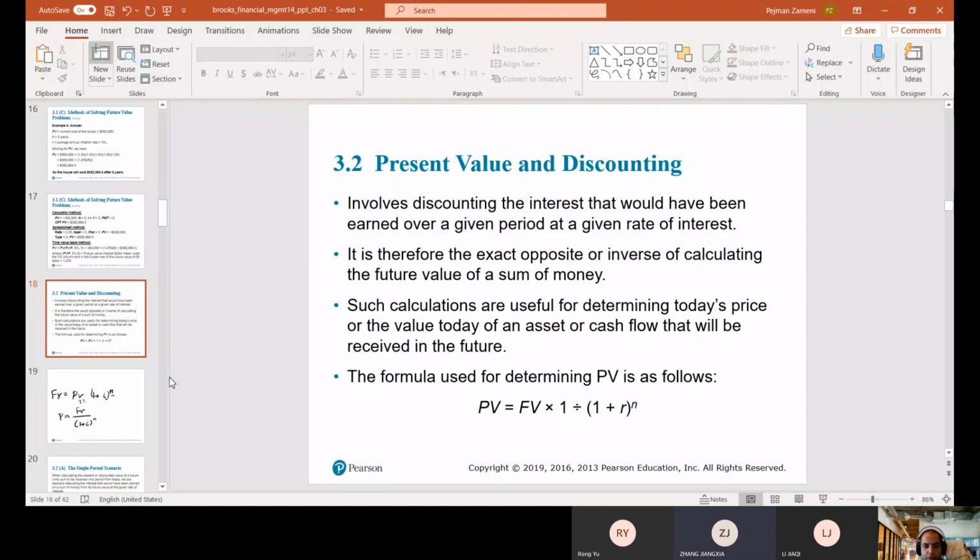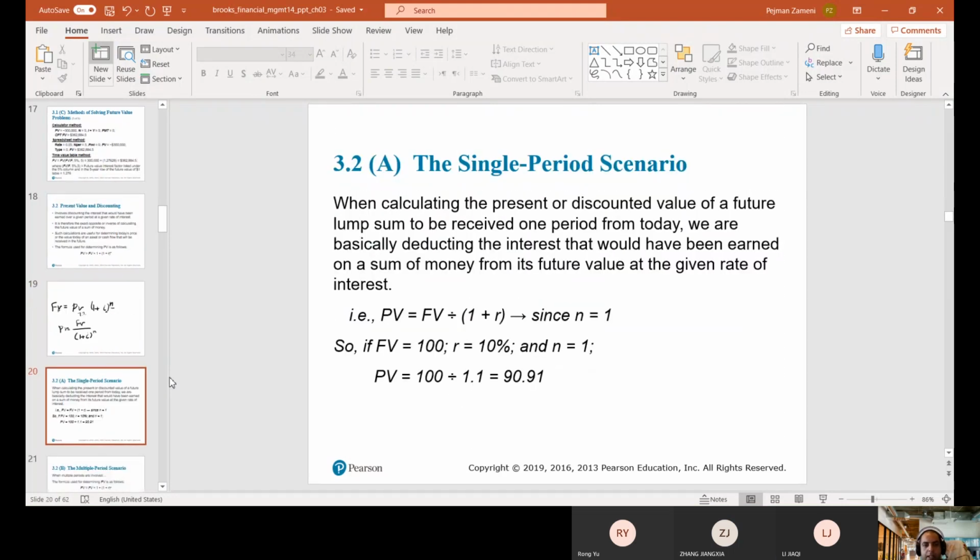Such calculations are useful for determining today's price or the value today of an asset or cash flow that will be received in the future. We have seen this formula right now here. Okay, let's see an example. For the single period scenario, meaning that we just have a single cash flow, when calculating the present value or discounted value of a future lump sum to be received one period from today, we are basically deducing the interest that would have been earned on a sum of money from its future value at the given rate of interest.